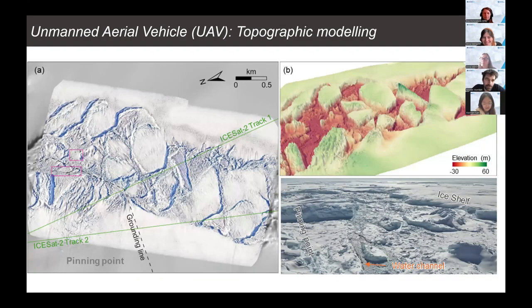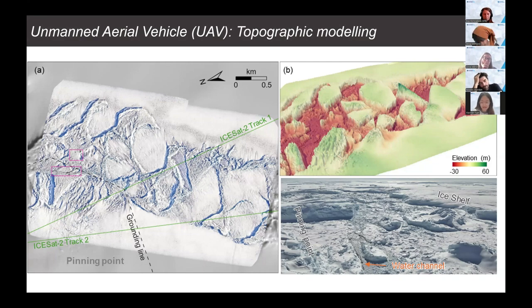And here are our results. If we look into the surface elevation data, the red areas indicate the elevation close to local sea level is very low. It could suggest the ice shelf has been disconnected from the pinning point.